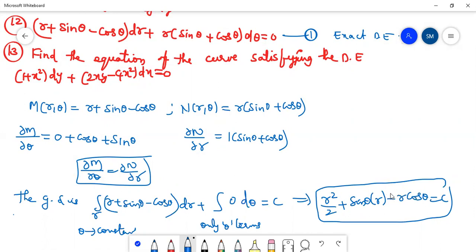Next, the 13th one: in the same way we can find the general solution here. After the general solution, find the equation of the curve satisfying the differential equation. The general solution is the solution of the given equation, that is, it satisfies this equation.